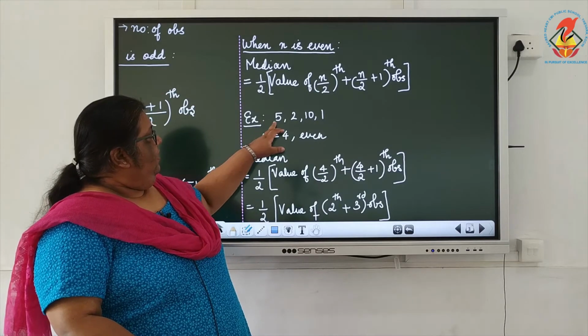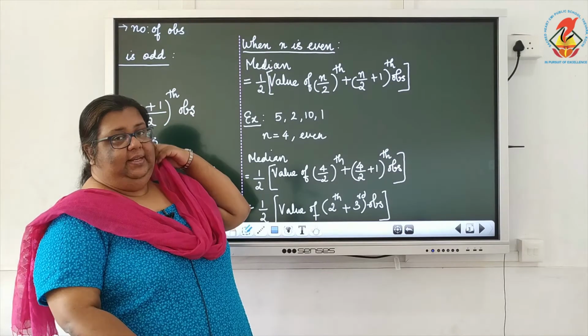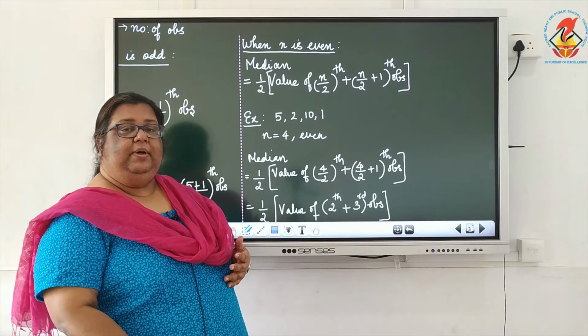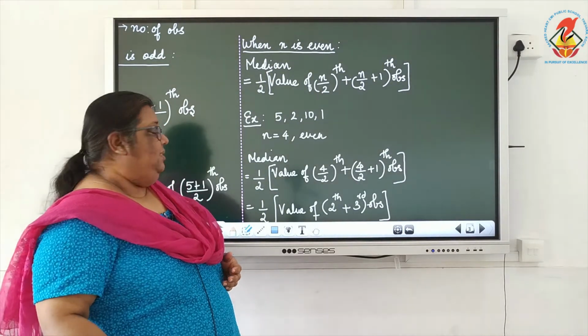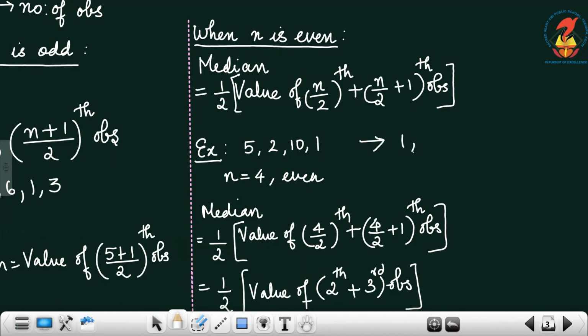There is an example here, 5, 2, 10, 1. We have to find the median of that data. So, what is the first step? Arrange it in ascending or descending order. So, if I am arranging it: 1, 2, 5, 10. How many observations are there? 4 observations. So, that is an even number.